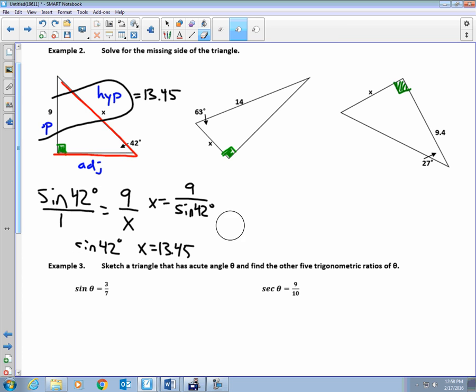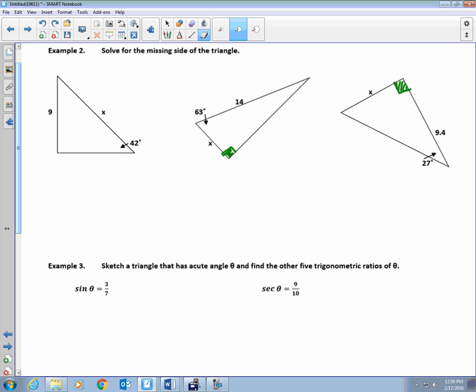Let's look at our next problem. I'm going to draw my angle at 63 degrees. Which trig ratio do I use to solve for x? Sine, cosine, or tangent?